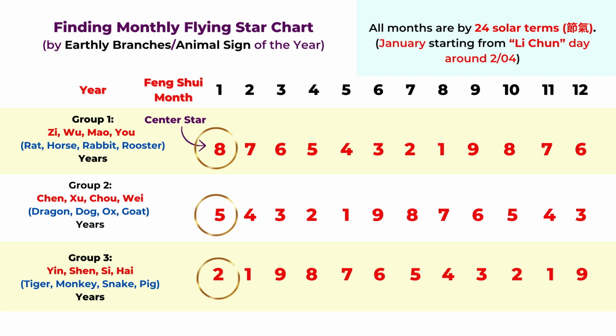So for example, the red year, that's group 1, the first month starting from the Li Chun day, that's around February 4th. The number 8 is the center of the Flying Star. And the second month, it will be number 7. So that's how we find the monthly Flying Star chart.